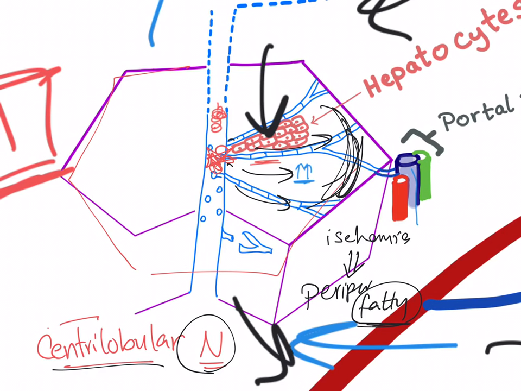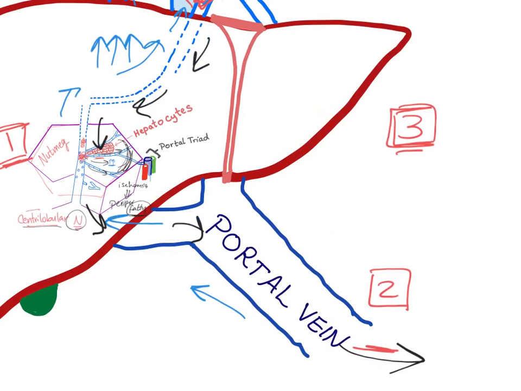When the disease advances, we will end up in nutmeg liver. Okay, the liver will look like a nutmeg. What about the entity number two, the portal vein territory?